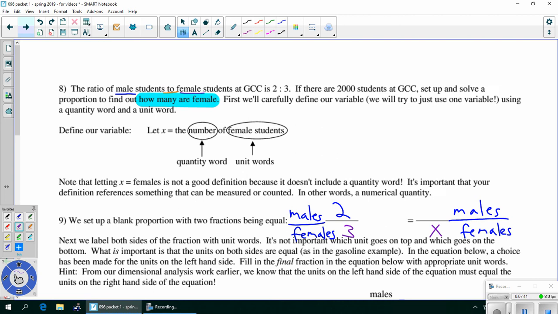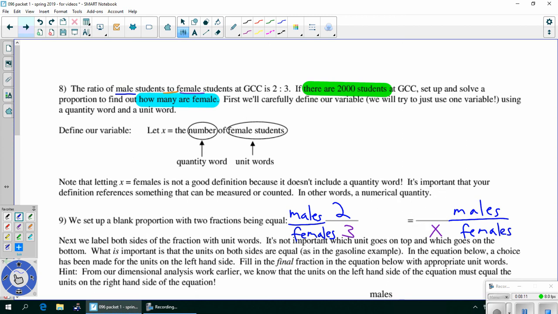We need something to represent the number of males. There is one piece of info we haven't used yet here, and that is that there are 2,000 students total. It is wrong to put 2,000 in this numerator. It might be tempting because it's the only other number you have left. But the numerator has to represent number of male students, and 2,000 is the total number of students. So we need something up on the top that represents not the total, but rather just the male students at GCC.